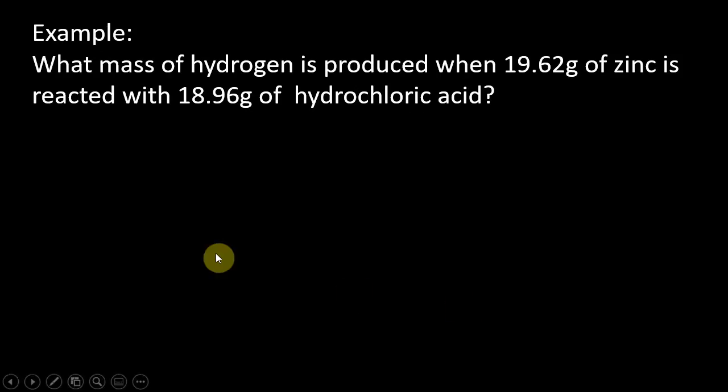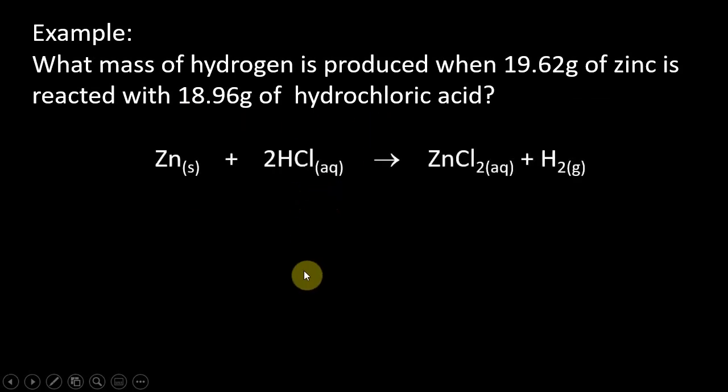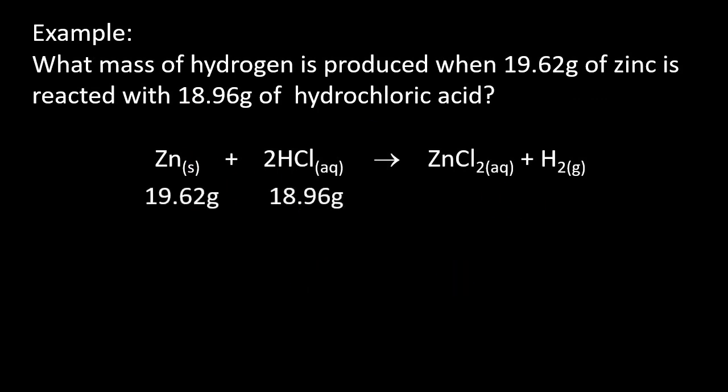So let's do a quick example here. What mass of hydrogen is produced when we have 19.62 grams of zinc, and we react that with 18.96 grams of hydrochloric acid? All right, so there's our reaction equation. I've already balanced it for you. When I set this up, I like to put the amounts given underneath the respective reactants, and that just helps me organize what numbers I need to put where.